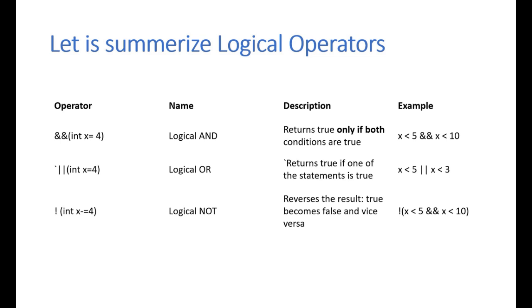And the third and the last operator is our logical NOT operator, which reverses the result. Suppose I have the condition that x is less than 5 and x is less than 10. Using the AND operation, this condition is true, so if I use the NOT operator before this condition, my result gets reversed and it comes out to be false. So let us do it practically on the Eclipse IDE so that my concept of logical operators gets cleared.